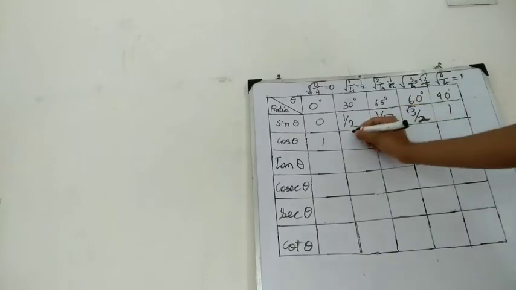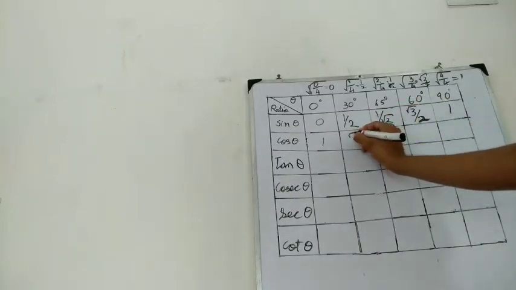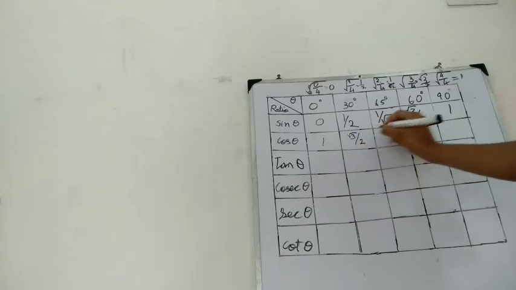Now, if you want to find cos theta, just write the reverse of this. So if theta is equal to 90, then cos 0 will be the value of sin 90. So here 1. So we should just write the reverse of it. Root 3 by 2, 1 by root 2, 1 by 2, and 0. Okay, now you found the value of cos theta.